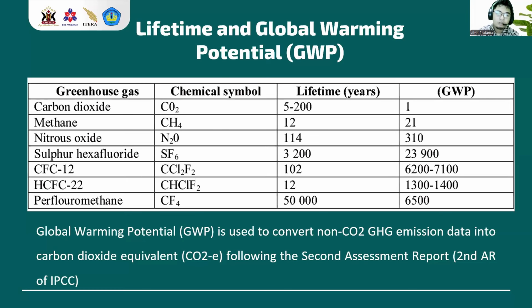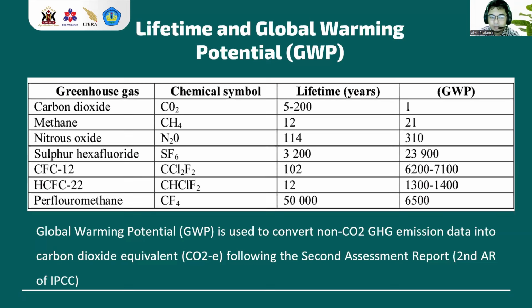Another important concept about climate change is the global warming potential, or GWP. GWP is a measure used to compare the impact of different greenhouse gases on global warming. It tells us how much heat a gas traps in the atmosphere compared to carbon dioxide over a specific period of time. Carbon dioxide is used as the baseline with a GWP value of 1.